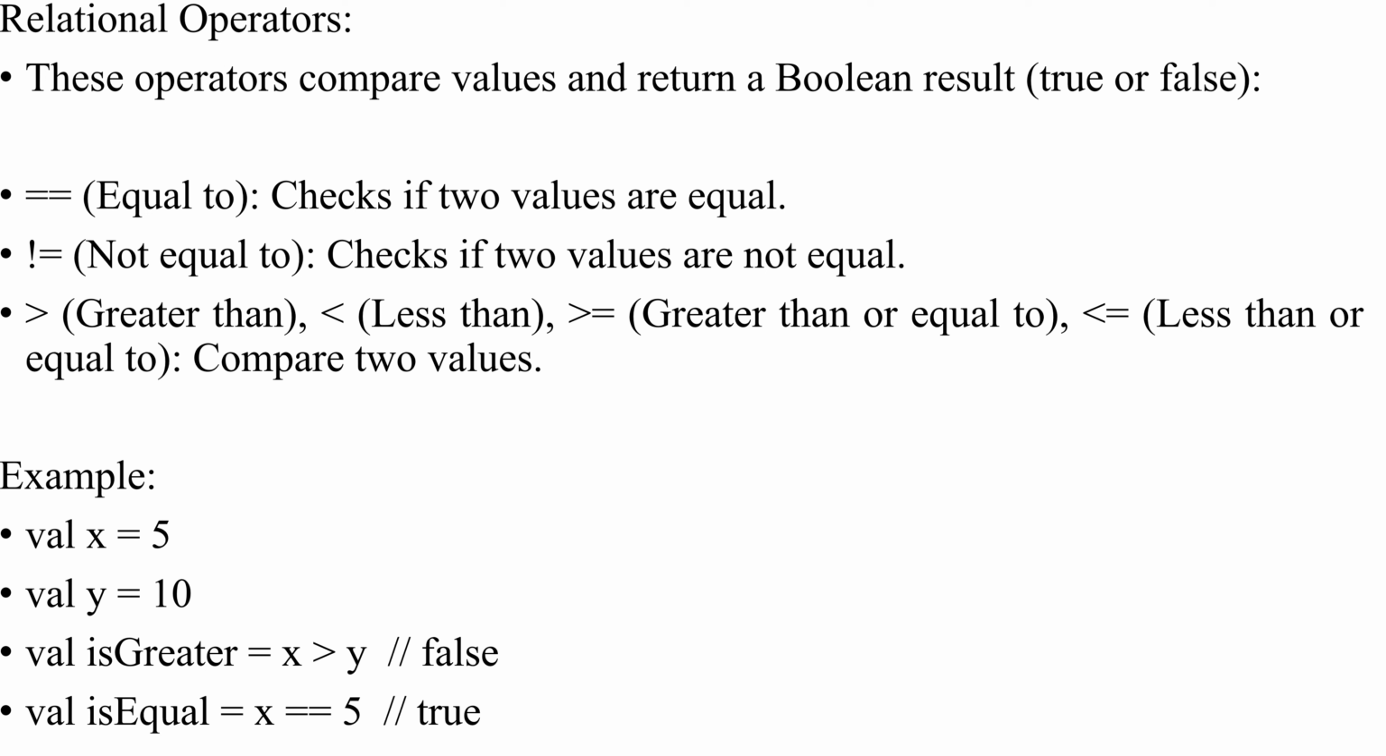The relational operators compare values and return a boolean result, which is true or false. Equal checks whether two values are equal. Not equal checks whether two values are not equal. Then there are less than, greater than, greater than or equal to, and less than or equal to, which compare two values. For example, val x = 5, val y = 10, and then x is greater than y, or x is equal to 5. It is a comparison between two different variables using these relational operators.